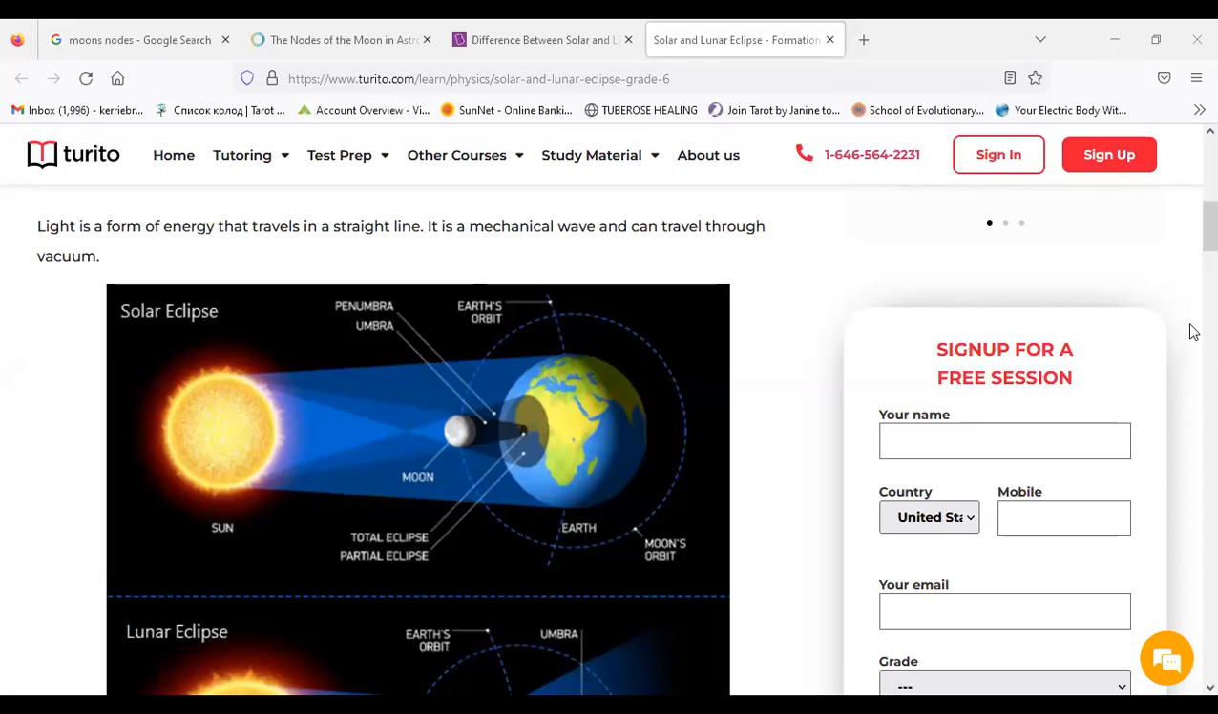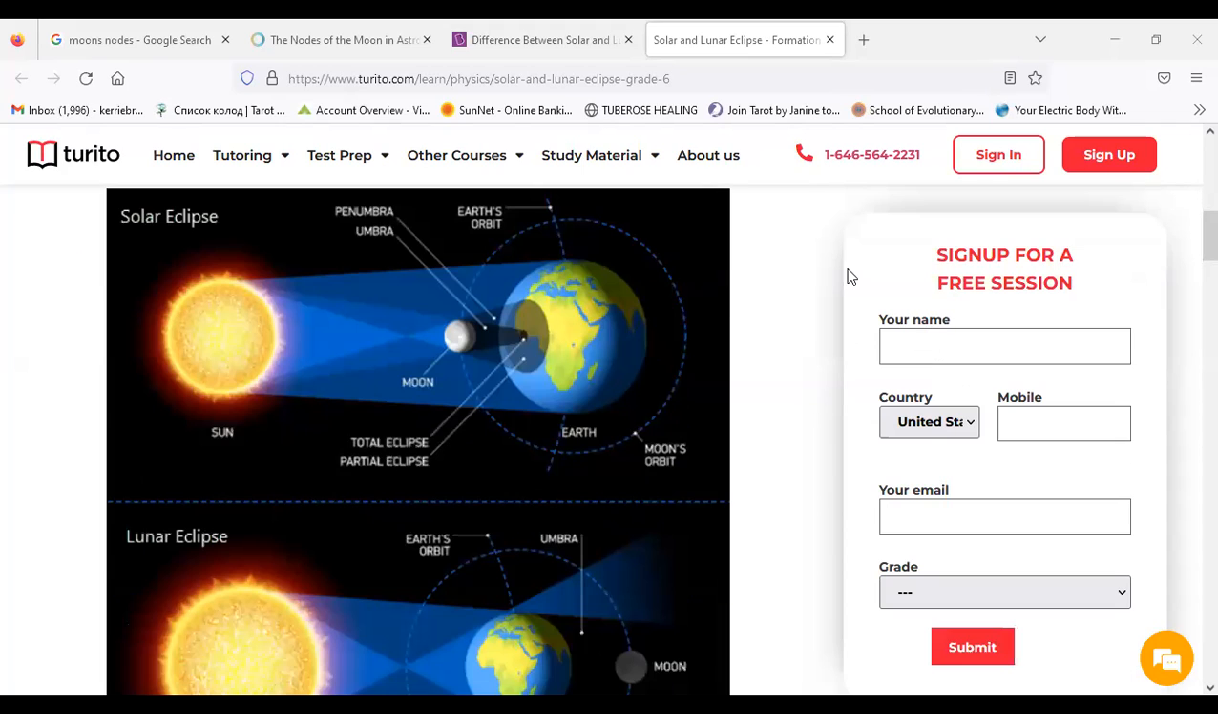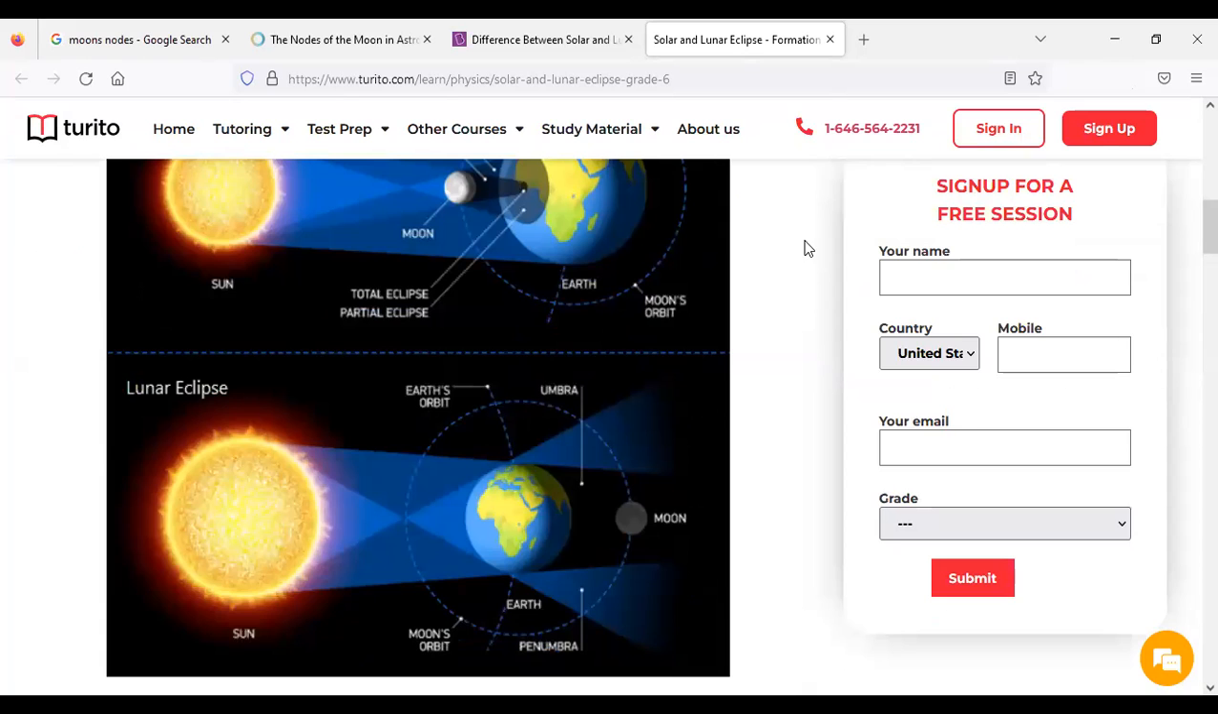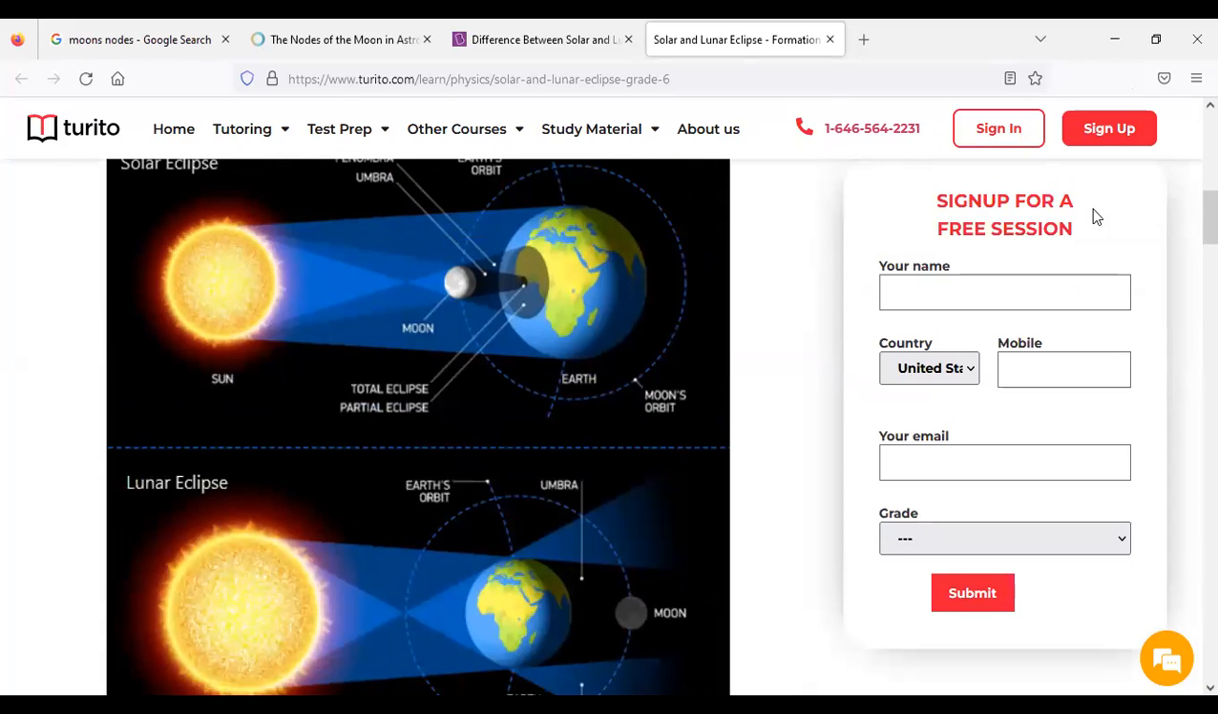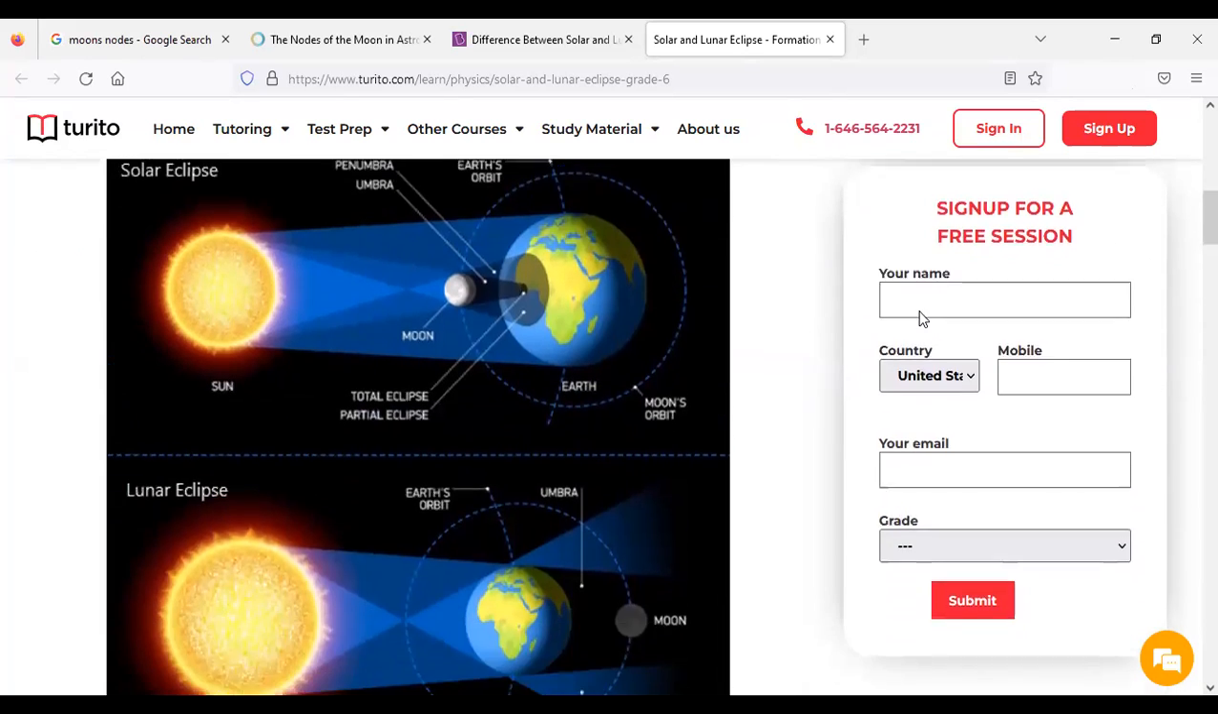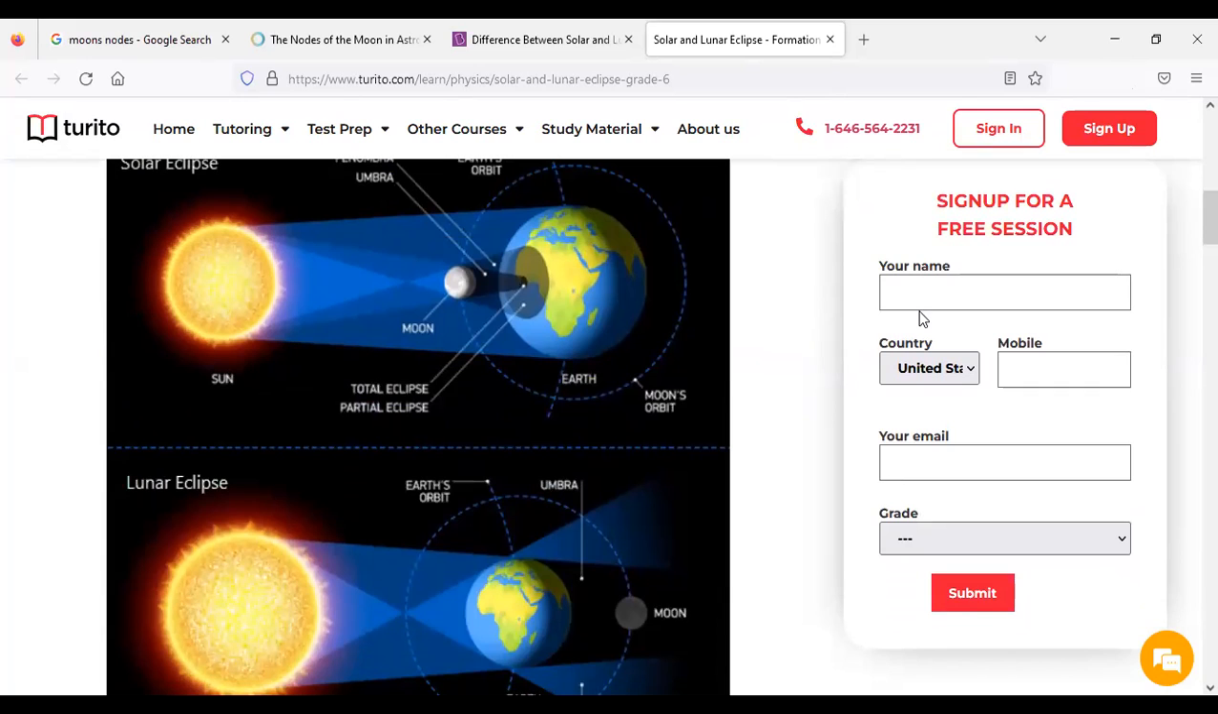Okay, this one is from Torito.com. I don't know, I was just looking for images of solar versus lunar eclipse. All right, we're up over here. Okay, get that out of the way. Now we got a little more room. Don't mind the sign-up stuff on here, but I just want you to see this picture. Top one is the solar eclipse.